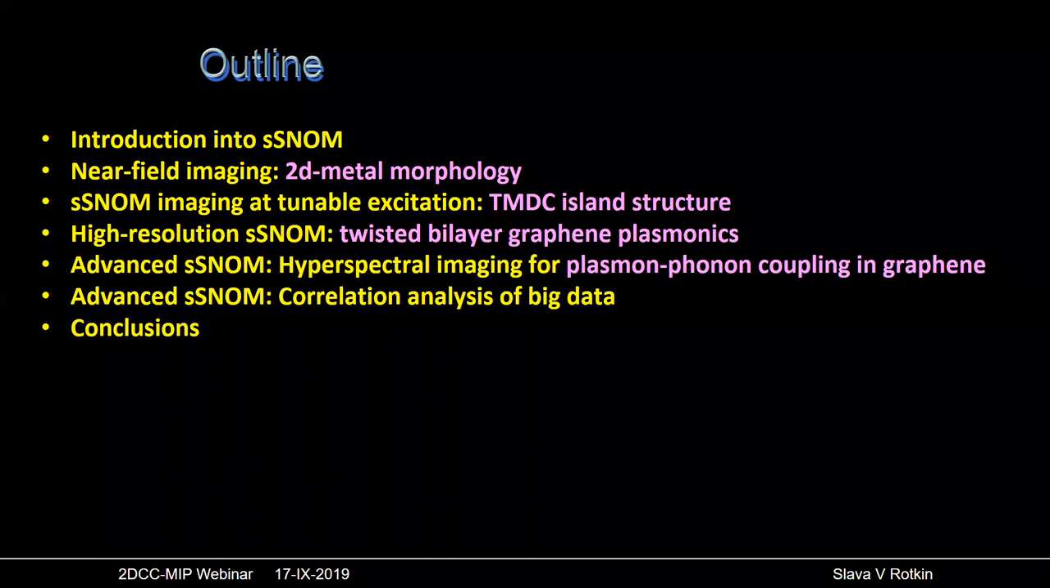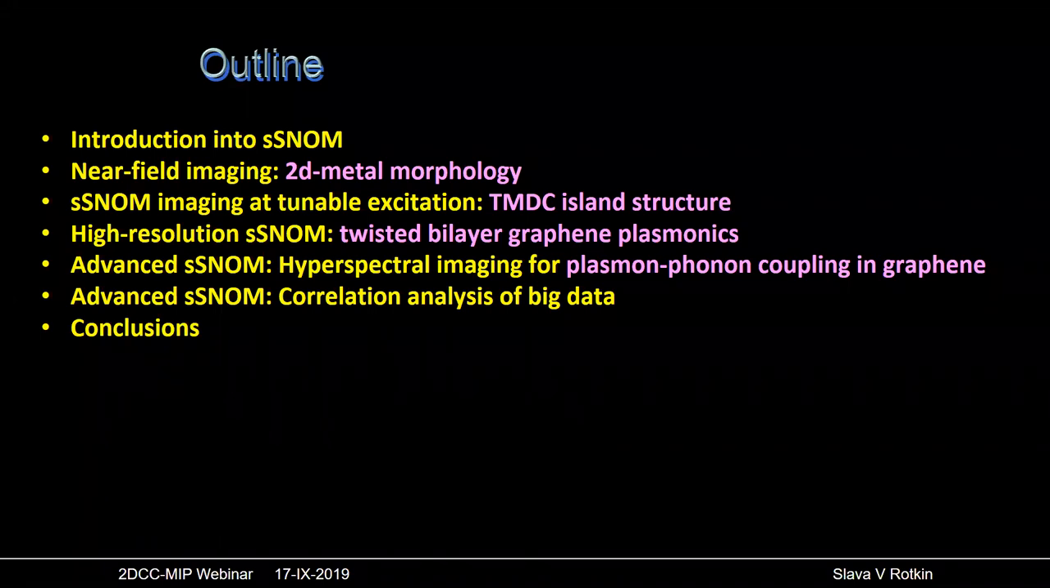Okay, so the outline of my talk today, I'll start with some introduction into sSNOM. This instrument is new for Penn State, and actually it's relatively new for pretty much most of the schools because the instrumentation has been developed about maybe 5-7 years ago. Then I'll start talking about the imaging using the near field optical microscope. And the first example that I'll present will be 2D metals. Then I'll move to the transition metal dichalcogenides and I'll show how the imaging can be done at different wavelengths of the excitation. I'll proceed to the high resolution sSNOM and show how it could be used to extract materials information about twisted materials, twisted 2D materials, bilayer and trilayer graphene in this particular case.